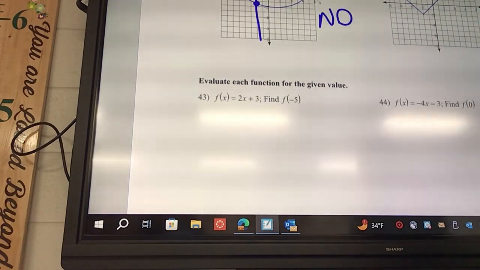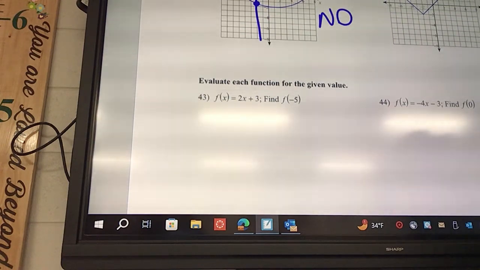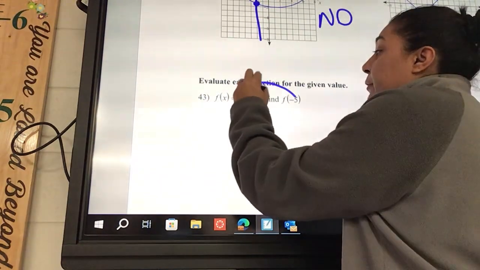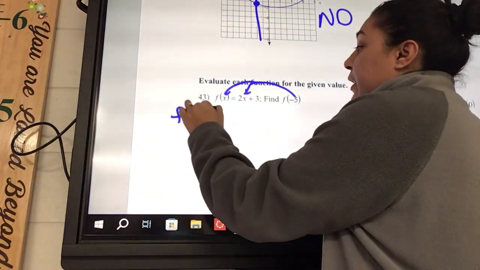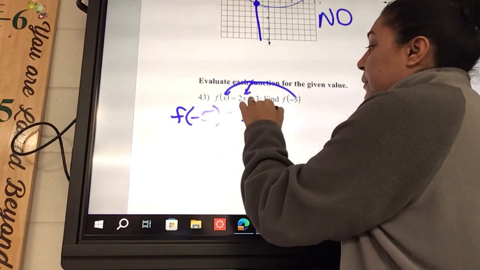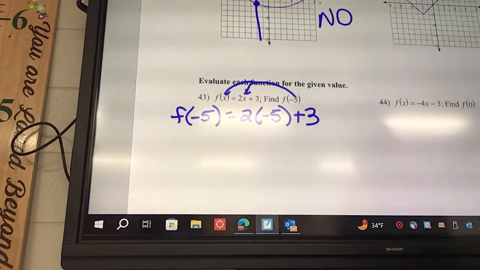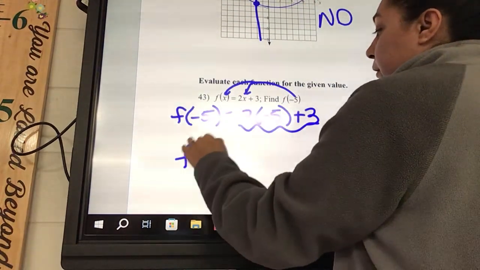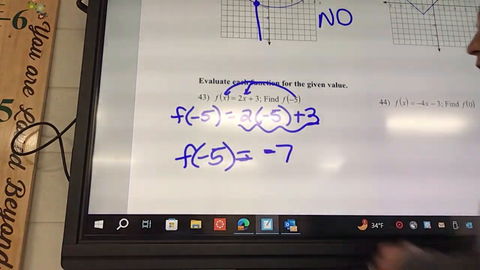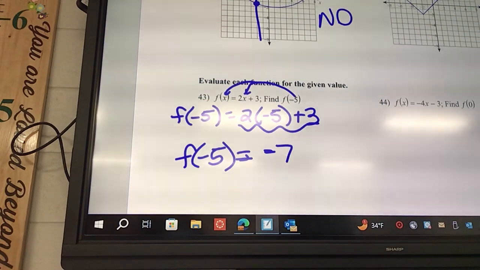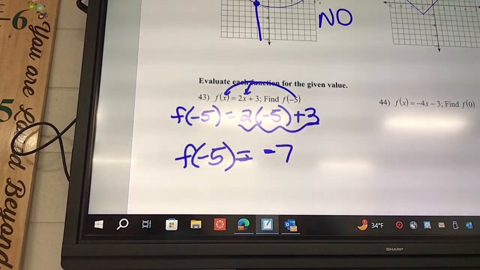Okay, 43. I'm just going to plug in everywhere there's an x, I'm plugging in -5. So there should be a -5 put here and a -5 put here. So it's going to look like f of -5 equals 2 times -5 plus 3. And this part, you just type in your calculator, and you should get a -7. We're going to do a couple more, and we'll be done.